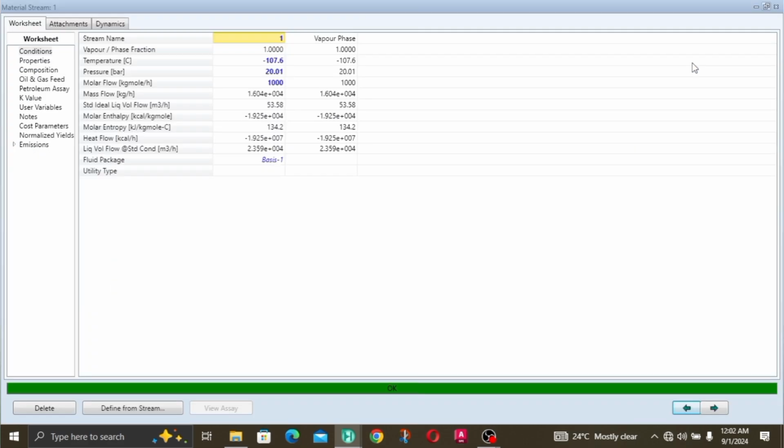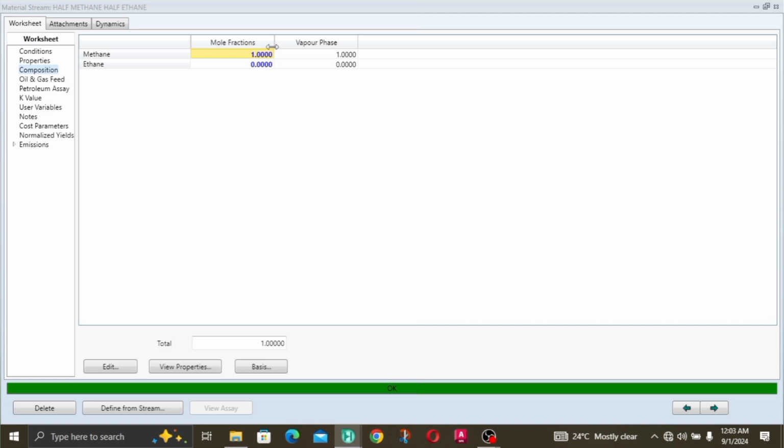But nevertheless, I just wanted to be a little bit lazy. Let's name this stream half methane, half ethane. So going by the name of the stream, we're expected to manipulate the composition. The conditions should remain the same to keep things easy. And going by the name half methane, half ethane, a range of 0 to 1.